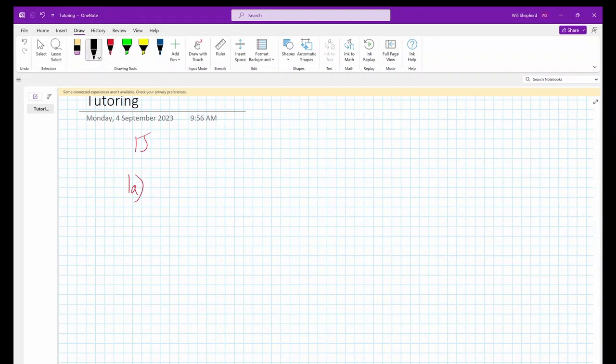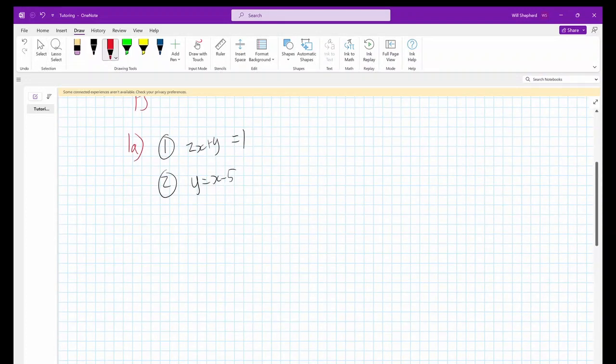For question 1a, we have the two equations. Our first equation is 2x plus y equals 1, and our second equation is y equals x minus 5. Because we have this y equals, we can just put that straight into there for y. So we're going to go 2 into 1, and that's going to give us 2x plus, and then instead of y, it's going to be x minus 5 equals 1.